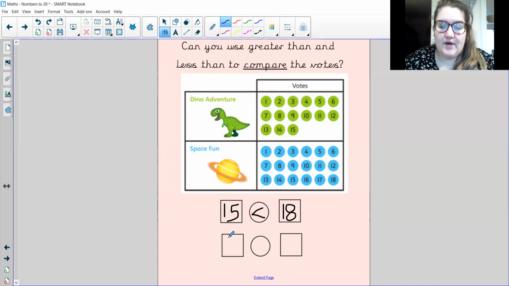Right then, so on this one, I'm going to start with Space Fun. Space Fun got 18 votes and Dino Adventure got 15. So I've just swapped my numbers around and I wonder if you can compare them now. So 18 is greater than 15. Okay, so you've been able to look at a pictogram and take that information and compare it. That is super stuff.